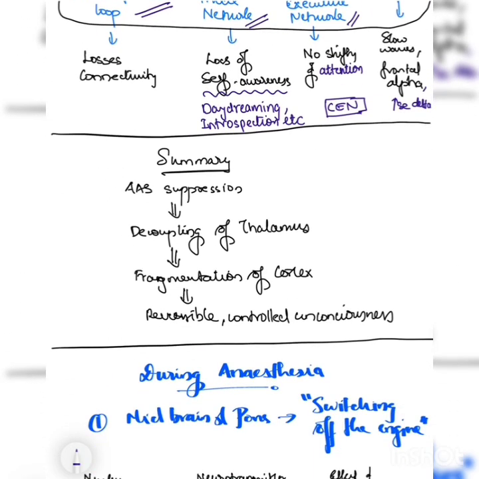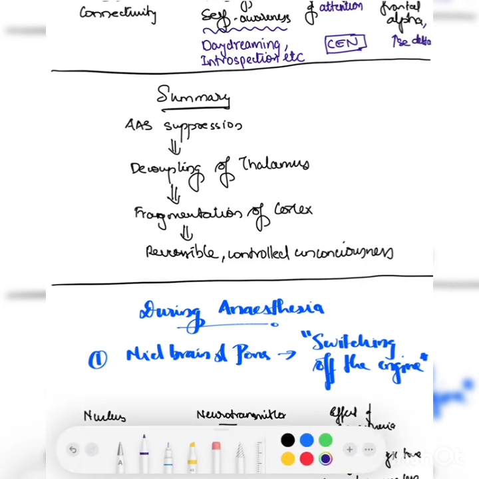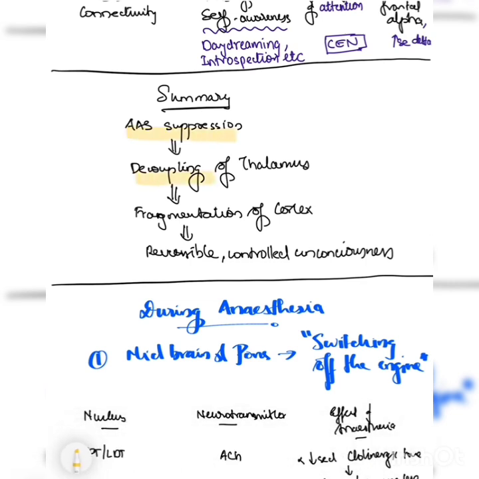And there is an altered interaction between low frequency and high frequency oscillations which affects sensory processing, and there is network fragmentation like default mode network, salience network, and executive network, etc. Now summarizing, the ascending arousal system suppression will happen first, followed by decoupling of thalamus, and after that fragmentation of the cortex, which in total leads to a reversible and controlled unconsciousness.